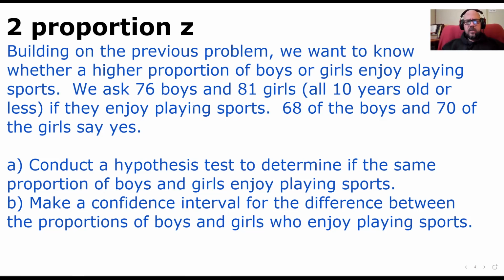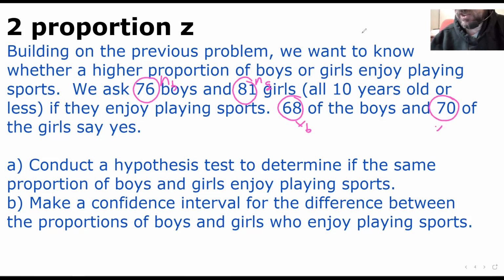I'm going to read this a little bit slower and label the numbers. 76 boys were how many we asked. That should be pink. Can't do this without pink. That just wouldn't be correct. This is N sub B. 81 girls, that would be N sub G. The 10 is not relevant. That's just telling us how old the boys and girls were. 68 of the boys, so that would be X sub B. And 70 of the girls, that's going to be X sub G.